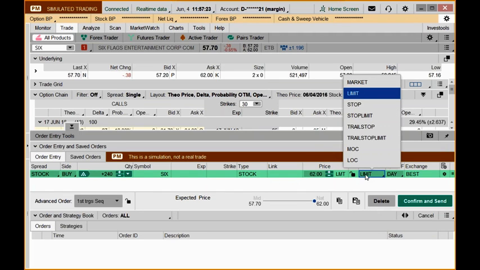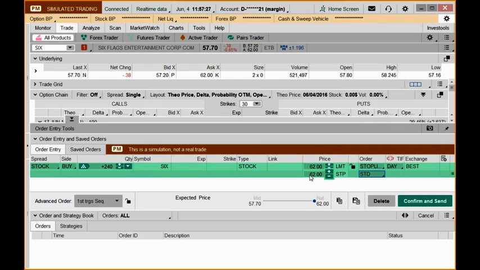Here's where the fun starts. Okay, I want to use a stop limit. My stop will be 57.35. And I'll give it a dime. I'll buy in that little window of a dime: 57.45. Got it?